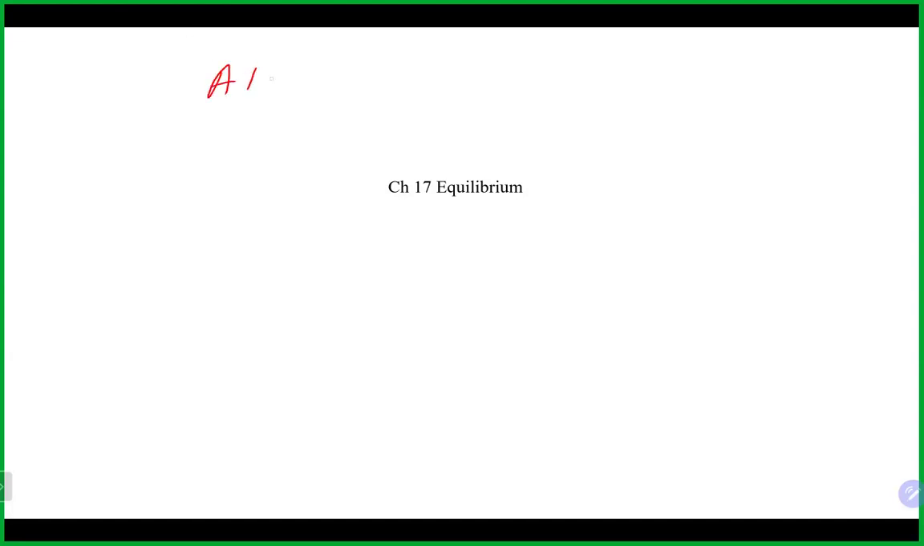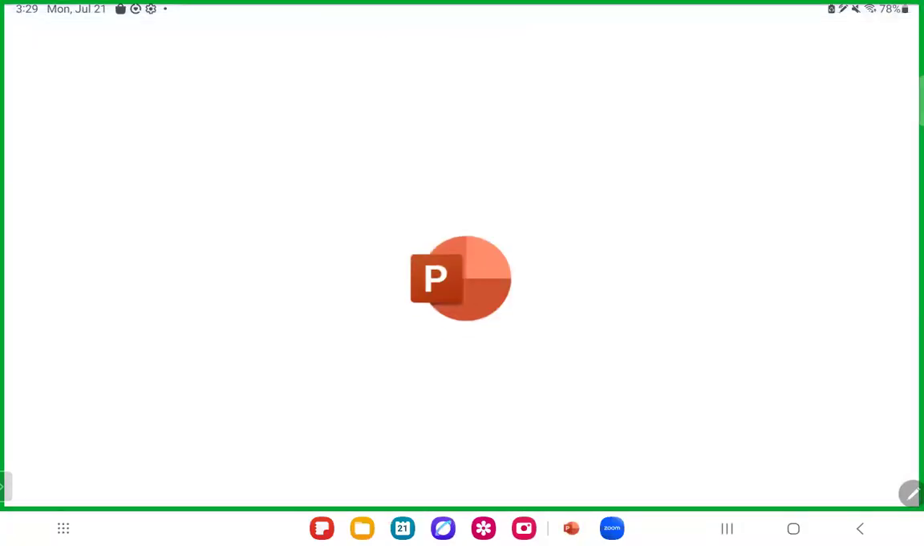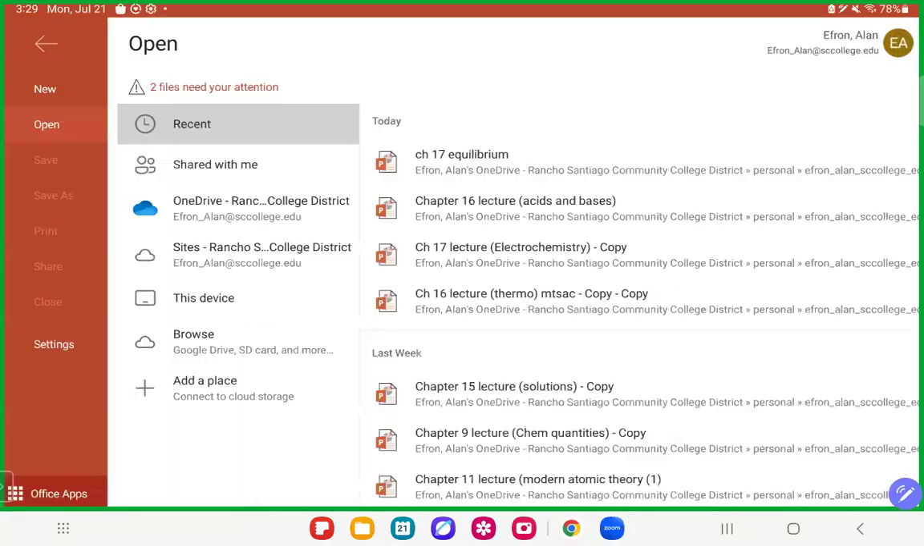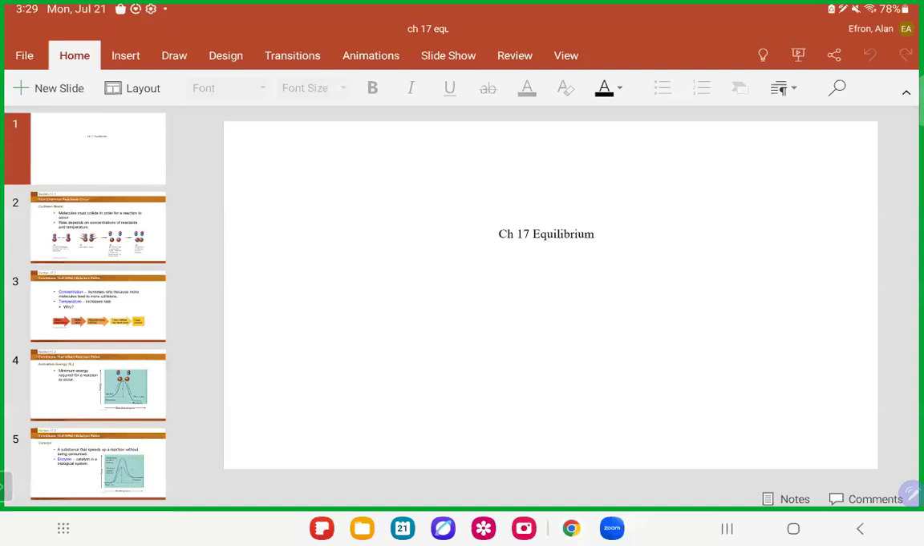So equilibrium in general, whoa, disappears. Try that again. All right, take two maybe.